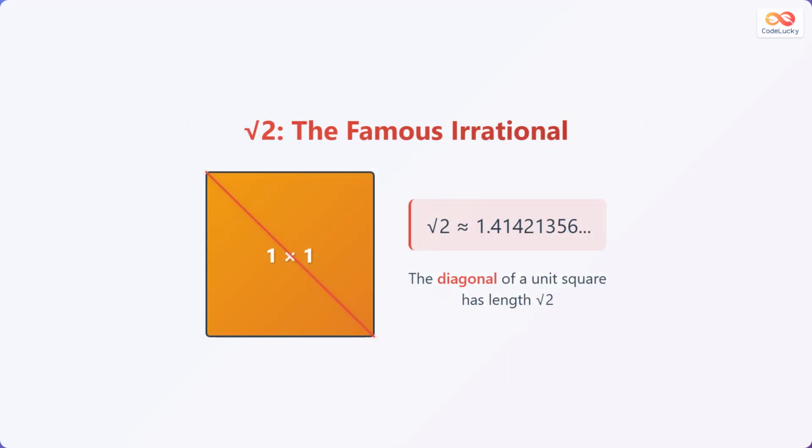Let's take a closer look at the square root of 2, a very common irrational number. If we have a square with sides of length 1, the diagonal of that square has a length equal to the square root of 2, which is approximately 1.4142136, and so on. This number cannot be expressed as a simple fraction.